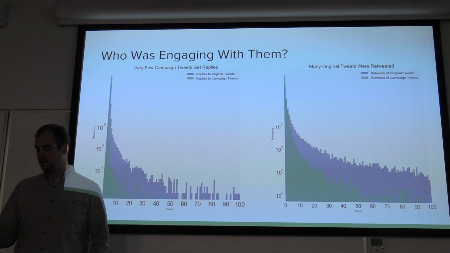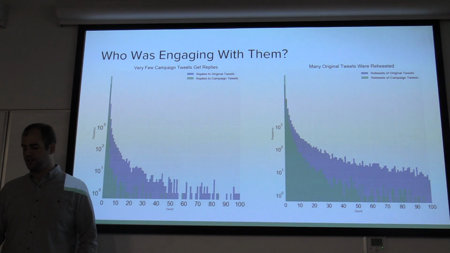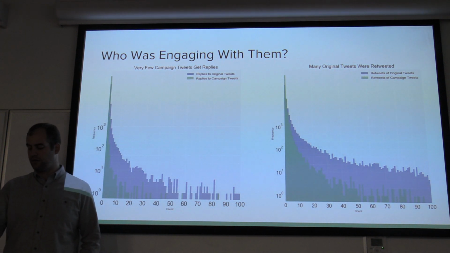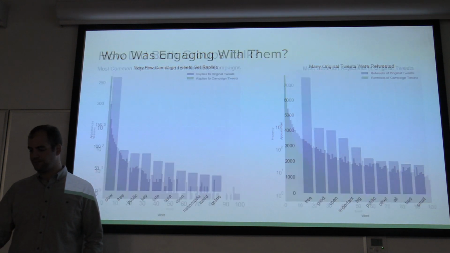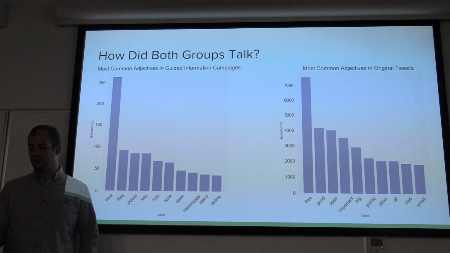And when we look at it on a normalized scale, you actually see that only about 1% of campaign tweets were replied to, and only about 10% were retweeted, and the numbers were several times higher for original tweets. How did both these groups talk?